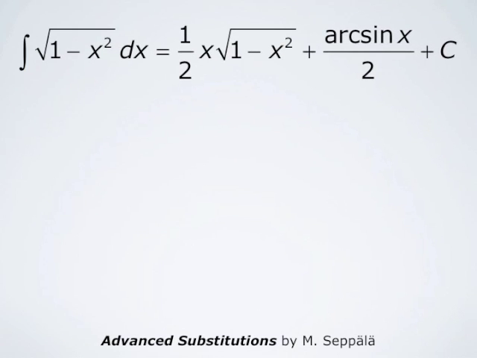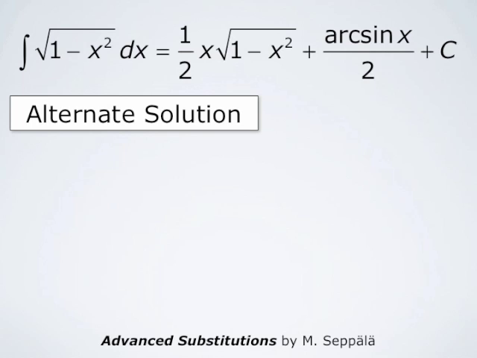By a substitution, we got that the integral of square root of 1 minus x squared dx is 1/2 x square root of 1 minus x squared plus arc sine of x divided by 2 plus the constant of integration c. This formula can be derived also alternatively. The alternate solution uses the fundamental theorem of calculus.